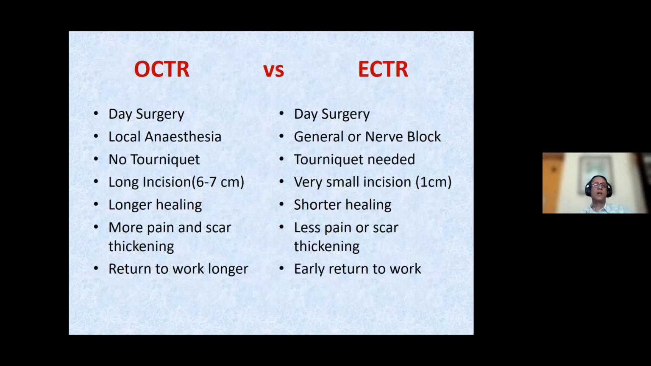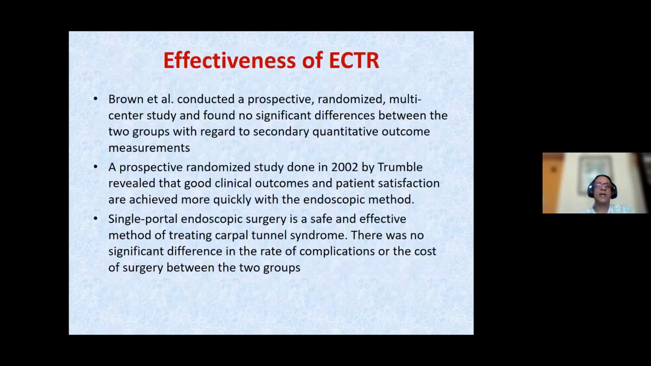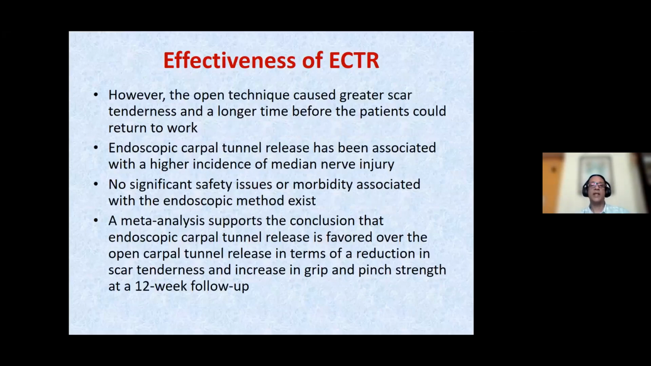So comparing the two, I think both of them are quite comparable, the open or the endoscopic release. The only advantage is the much smaller incision, as nowadays everybody wants a small incision. They want a small surgery. So maybe following that, the incision can be small and the pain and the scar thickening, etc., are much smaller. A lot of studies have compared the endoscopic release and the open release, and they found really no big difference between the two groups with regard to secondary quantitative outcomes. They have actually found that the grip strength and the scar tenderness, generally seen by about 12 weeks follow-up, are much better with an endoscopic carpal tunnel release.